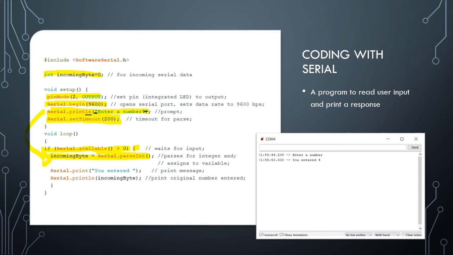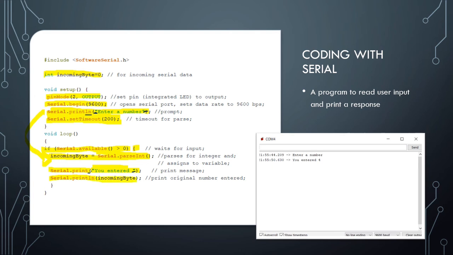So whatever we put in is going to be stored as incoming byte. And then we're going to serial print the words you entered. We're using quotation marks because this is text, and we're not starting a new line. We just have serial print. So we're going to say you entered, and then after that we're going to serial print and start a new line, the incoming byte.